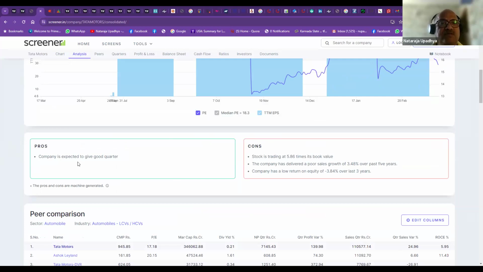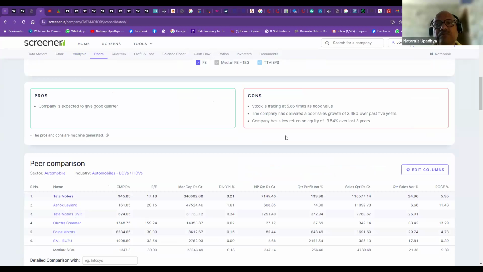This is the Screener summary of the stock. It says the company is expected to give a good quarter. It also gives some bad aspects. Stock is trading at 5.86 times book value, so it's expensive. Company has delivered poor sales growth of 3.48% over the past 5 years, right? Company has a low return on equity of minus 3.84 over the last 3 years. So because Tata Motors is very highly valued, there may be some disadvantages.